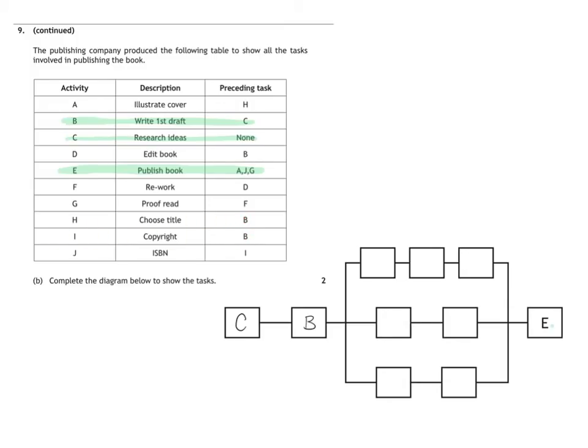So we need to see how many tasks follow that one. So if we start with B, edit the book, that becomes D. So what happens after that? We have to rework our book. Is there anything that's after that? Yes, there is. There's G, proofread it. So that's our chain of 3. So those are the 3 that are going to go on the top. So edit our book was D.